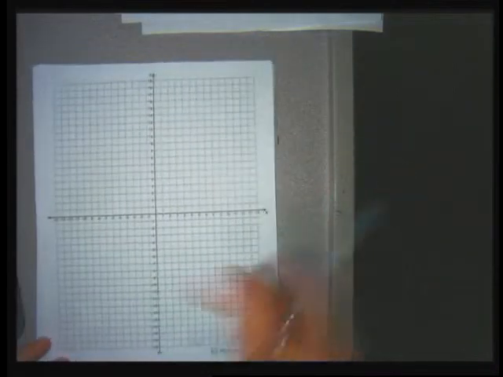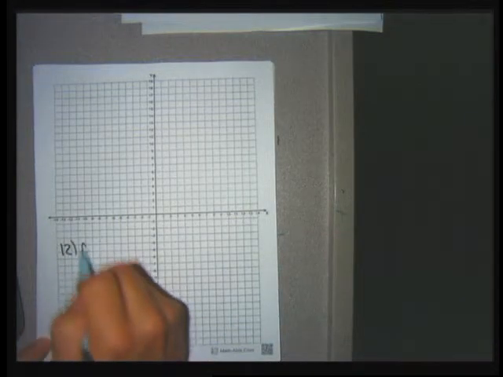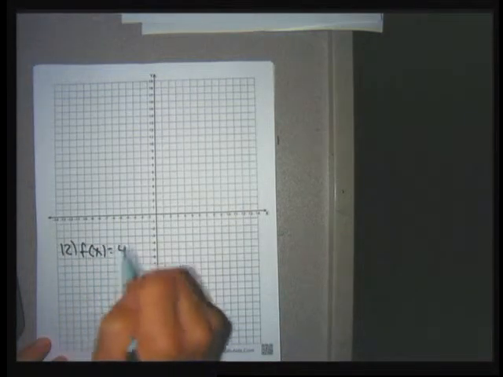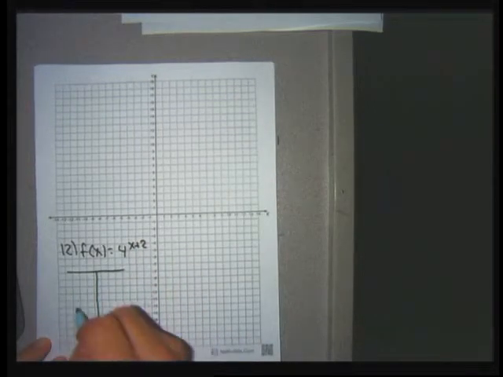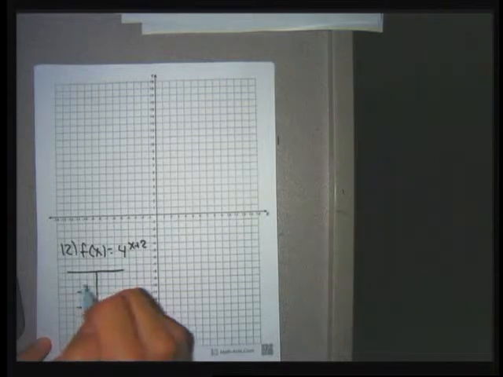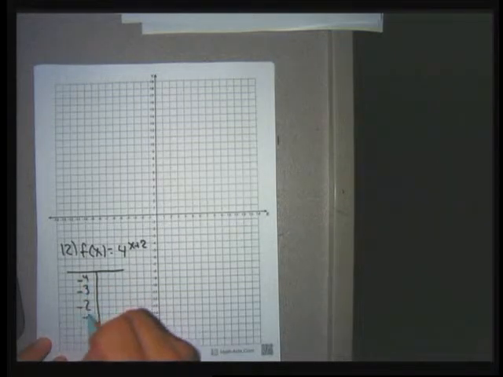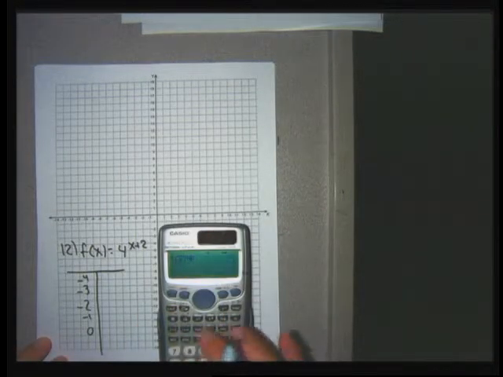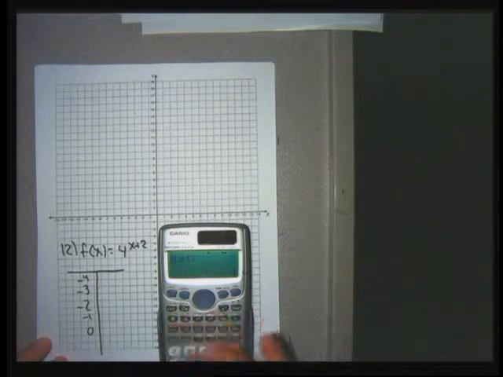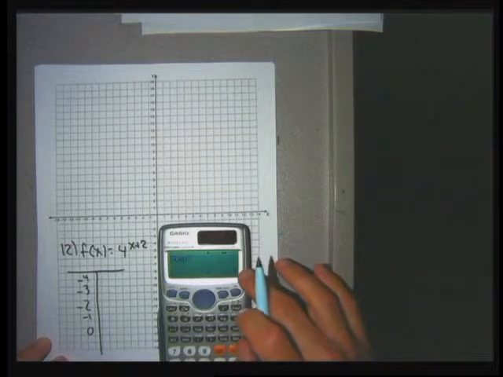Number 12, 4 to the x plus 2. So in the middle of my x column, I should plug the number negative 2. And then I'm going to go negative 3, negative 4, negative 1, 0. Mode 7 for table, 4 exponent alpha x plus 2. Start at negative 4, end at 0, step 1. The 1's already there, so I could just hit equals without typing the 1.